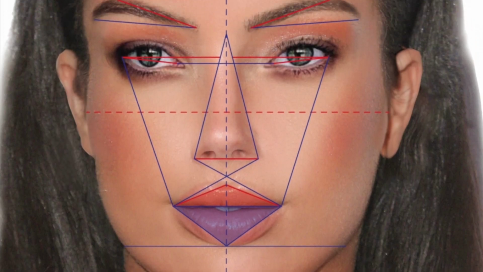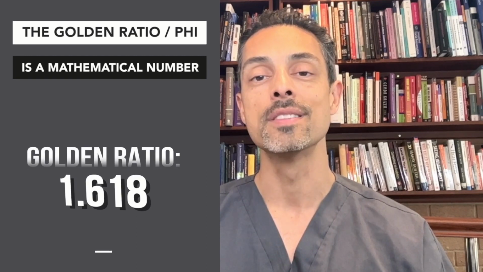So here we have a human face. Now we can see it's beautiful, but how do we evaluate that it's beautiful? Why is it beautiful? What measurements can we take? How can we use the golden ratio? The golden ratio, also known as Phi, is a mathematical number, 1.618.